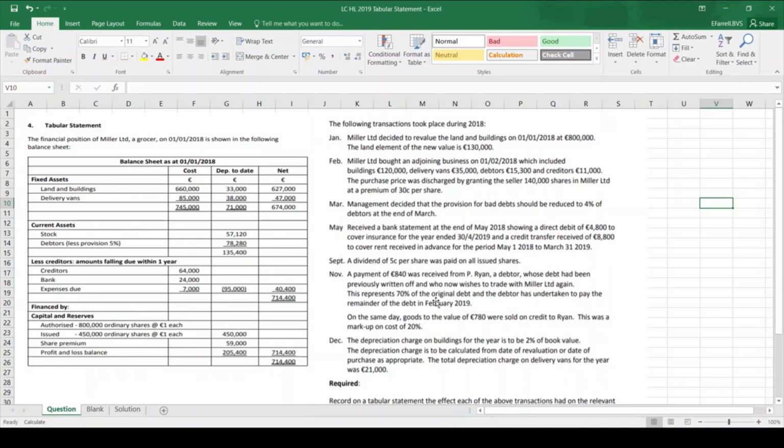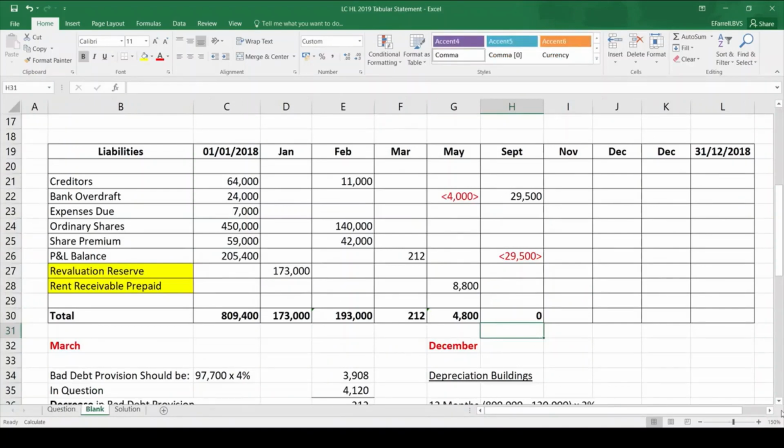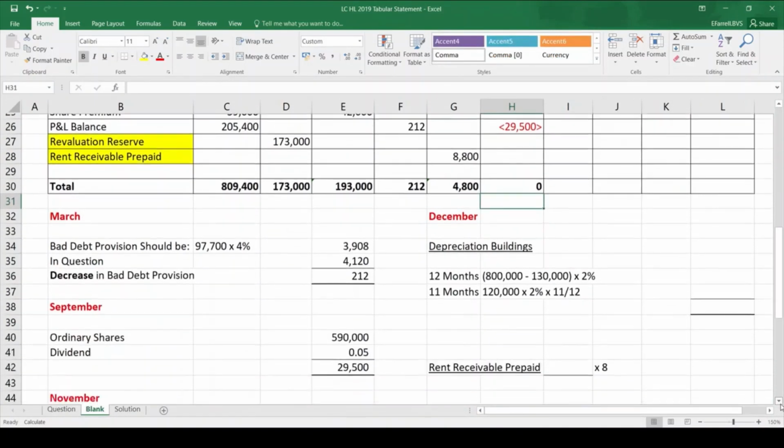So there's two things going on here. There's a debtor who was previously declared bankrupt and now is actually going to pay us. It's a bad debt recovered. And because we're getting the money, we are going to sell him goods again. So we're just going to do a little working for November.